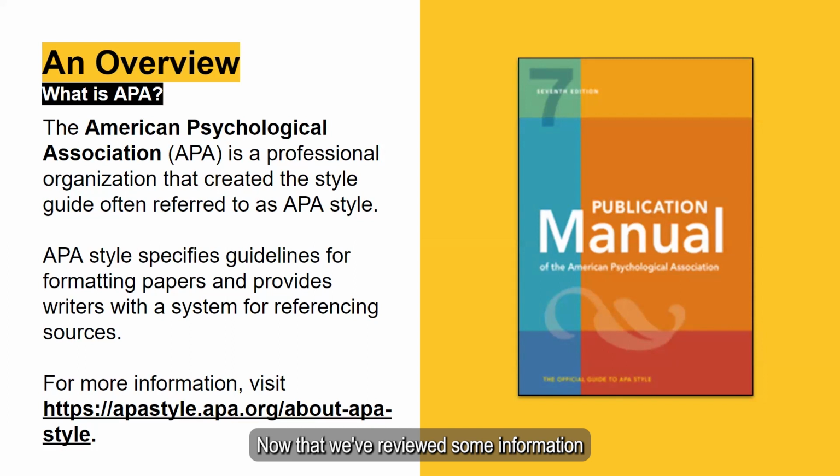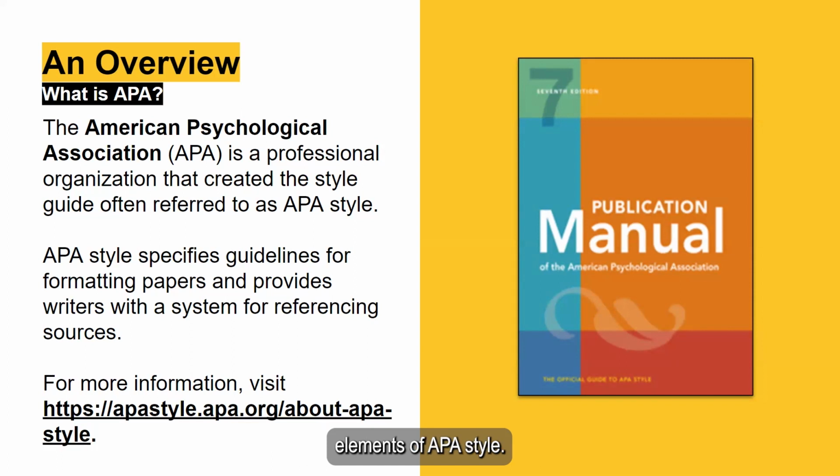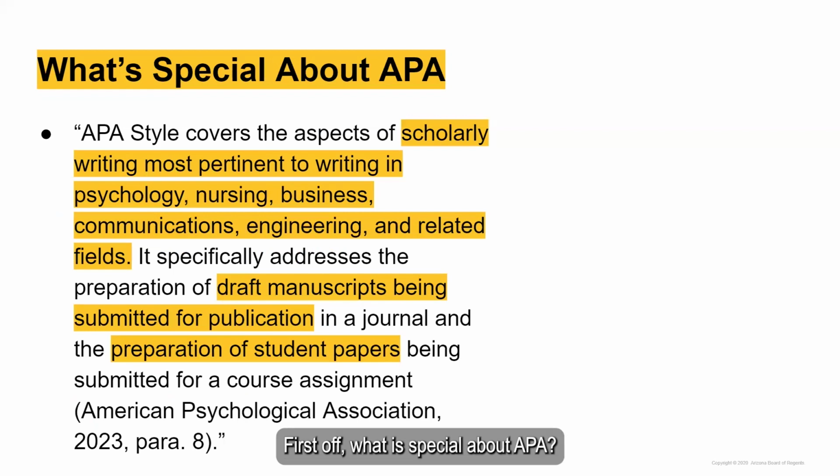Now that we've reviewed some information about citations and where APA comes from, let's look into some of the key elements of APA style in the 7th edition. First off, what is special about APA?